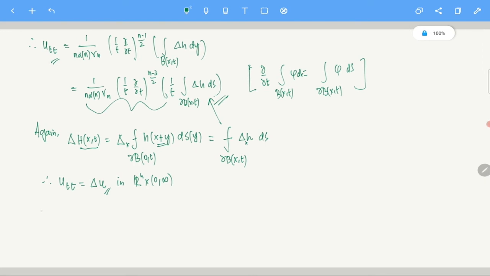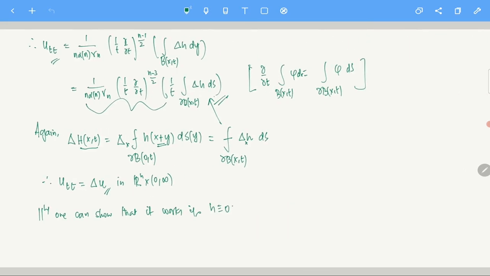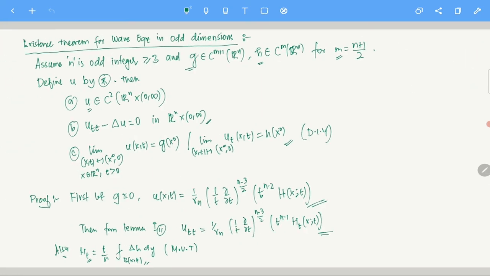Now of course, similarly one can show that it works if h is identically 0. Initially I took g identically 0 and showed that u_tt minus Laplacian u equals 0. Again, you can do it in the same way by showing that if h is identically 0, the same thing happens. Now, how do you show that this is true when both g and h are non-zero?